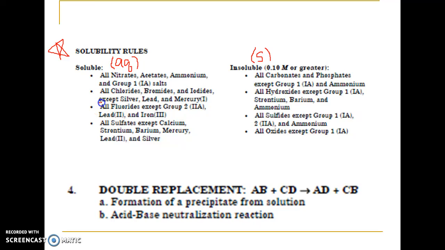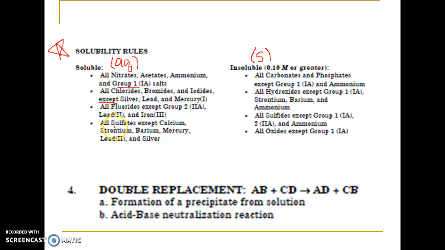The trickiest part is where it says except. So all these are soluble, chlorides, bromides, and iodides, except when you have silver chloride, or lead chloride, or mercury chloride, silver bromide, lead bromide, mercury bromide. If it is paired with one of these, that means it's insoluble and will be a solid. Where it says group 1 salt here, that means anything in group 1, so any ionic compound that contains lithium, sodium, potassium, rubidium, caesium, and francium, that would be considered a group 1 salt.